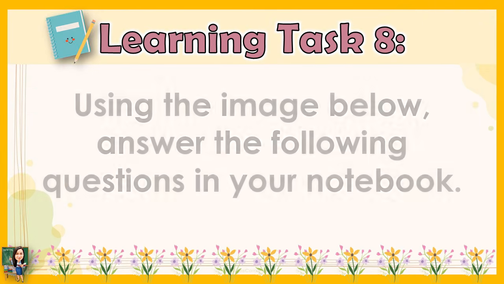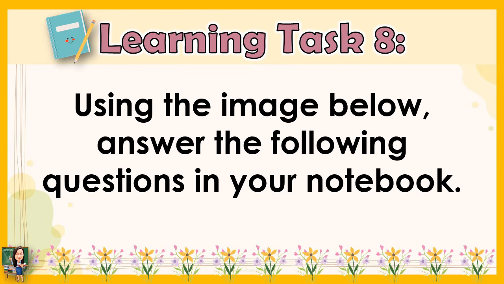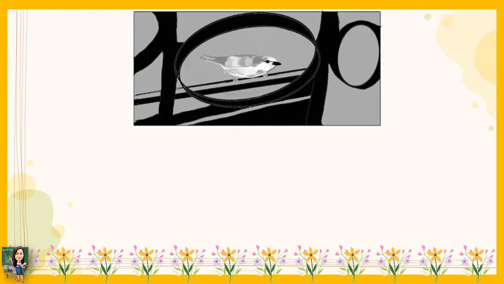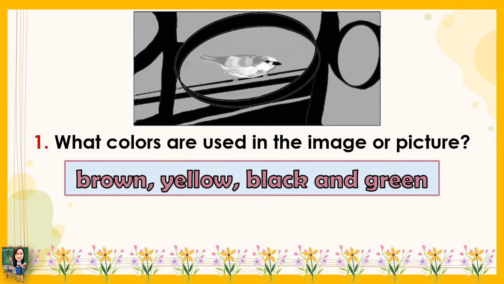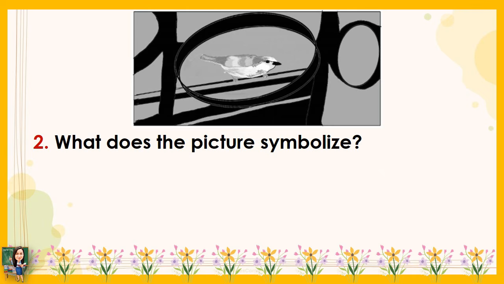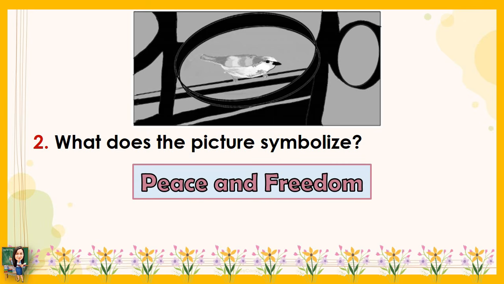Learning Task 8. Using the image below, answer the following questions in your notebook. Here is the image. Number 1. What colors are used in the image or picture? Very good. The colors used are brown, yellow, black, and green. Number 2. What does the picture symbolize? Very good. It symbolizes peace and freedom.